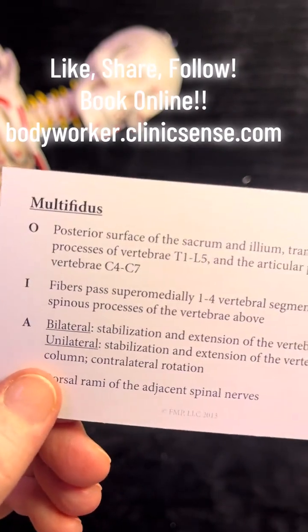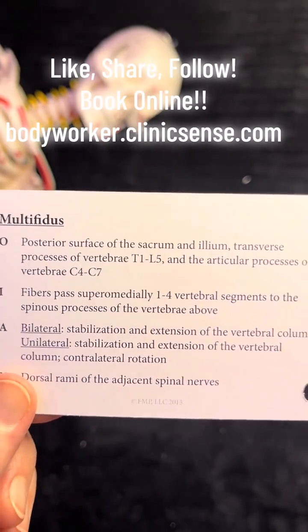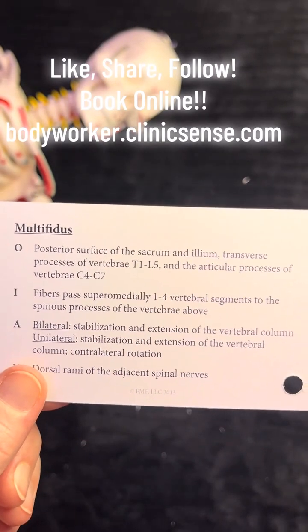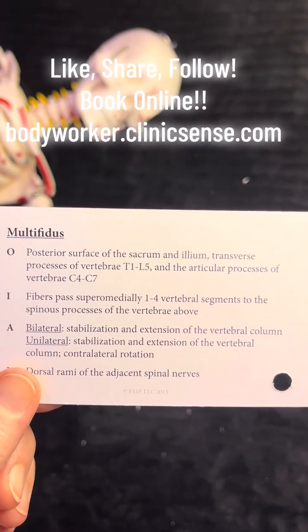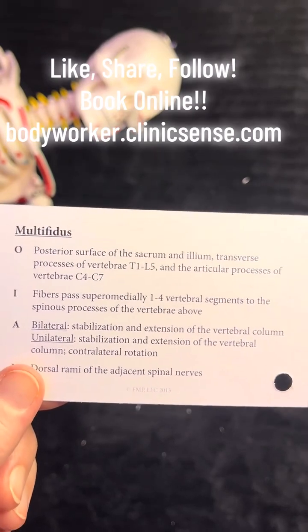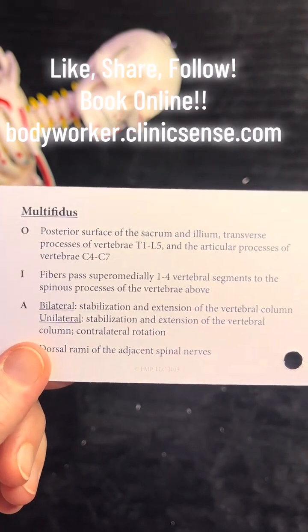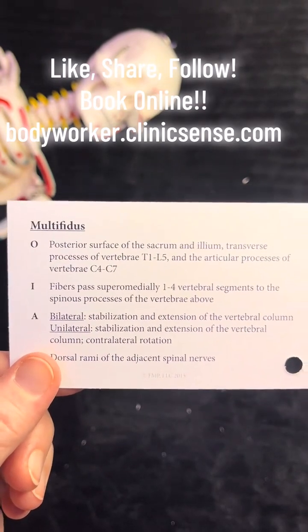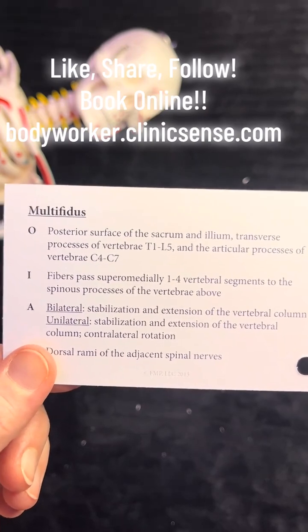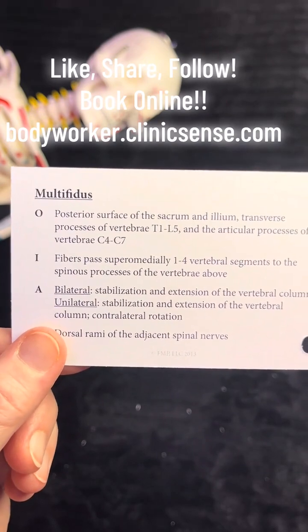Okay, and what is its action? Bilaterally, so on both sides, stabilization and extension of the vertebral column. So look way up to the sky, and that's that motion there. And then unilaterally, so on one side, stabilization and extension of the vertebral column and contralateral rotation.